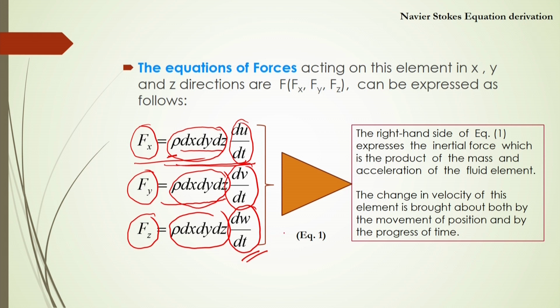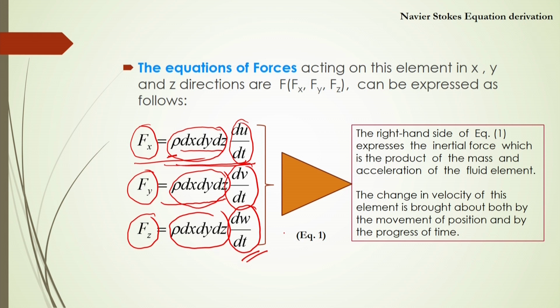So, the right hand side of equation 1 expresses the inertial force, which is the product of the mass and the acceleration of the fluid element, and the change in the velocity of this element is brought about both by movement of position and by the progress of time.